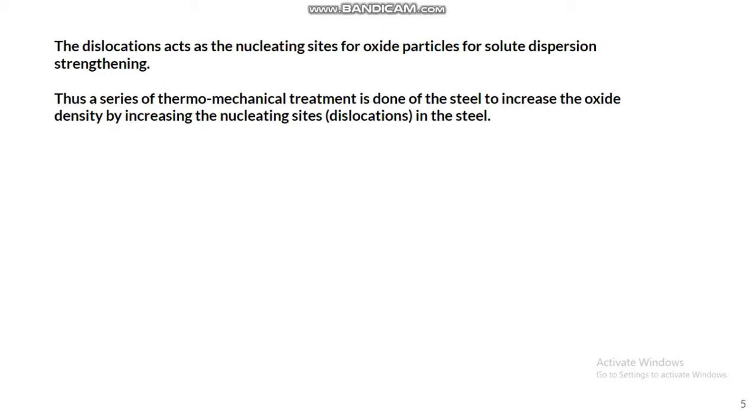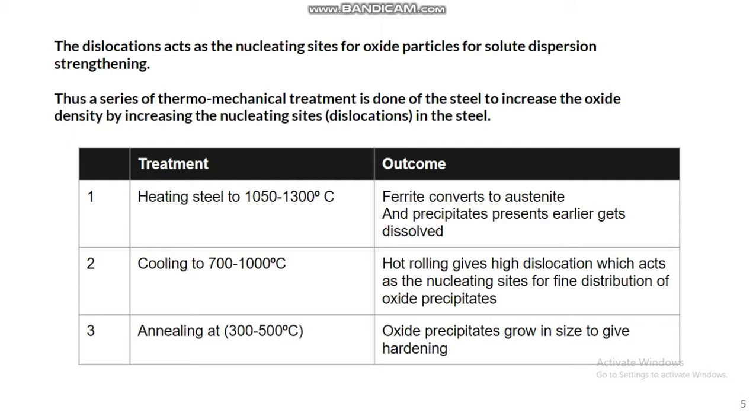Thus, a series of thermomechanical treatments is done on the steel to increase the oxide density by increasing the nucleating sites in the steel. The treatment is of three stages. In step 1, the steel is heated to 1050 to 1300 degrees centigrade to convert ferrite to austenite and to dissolve the precipitates present earlier.